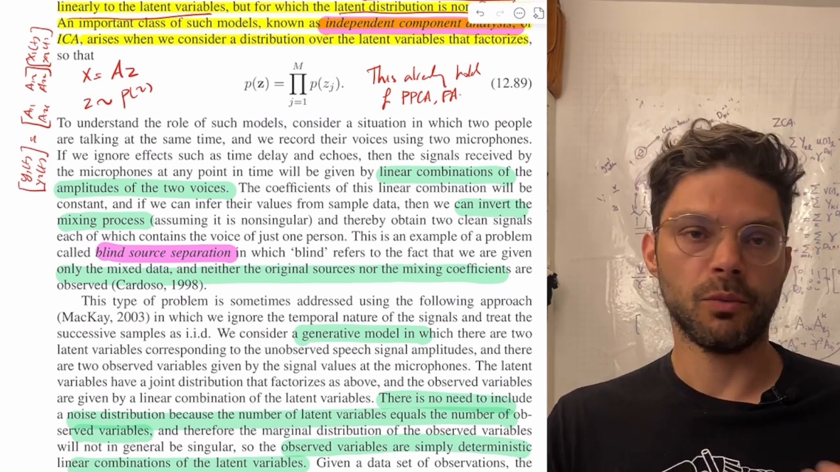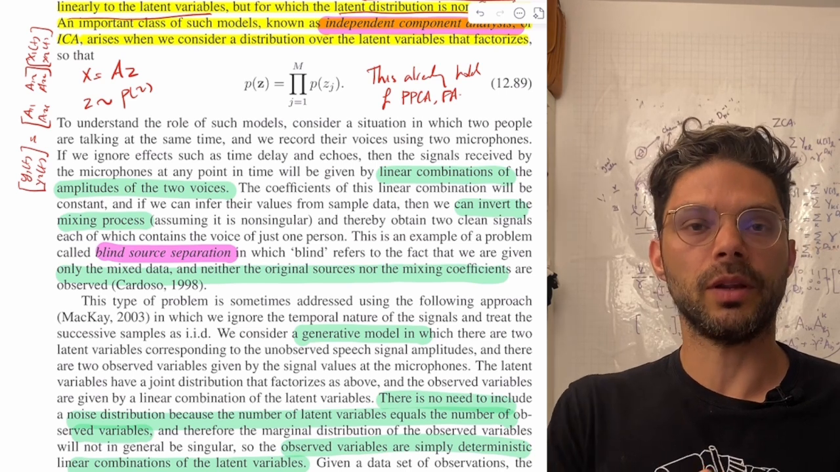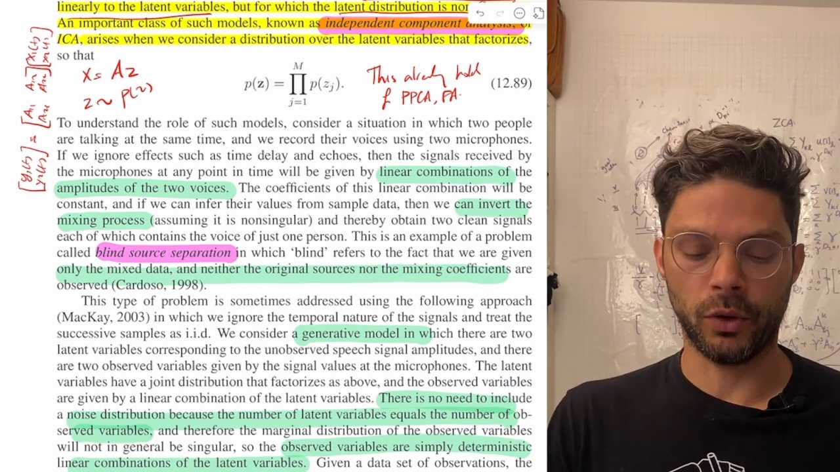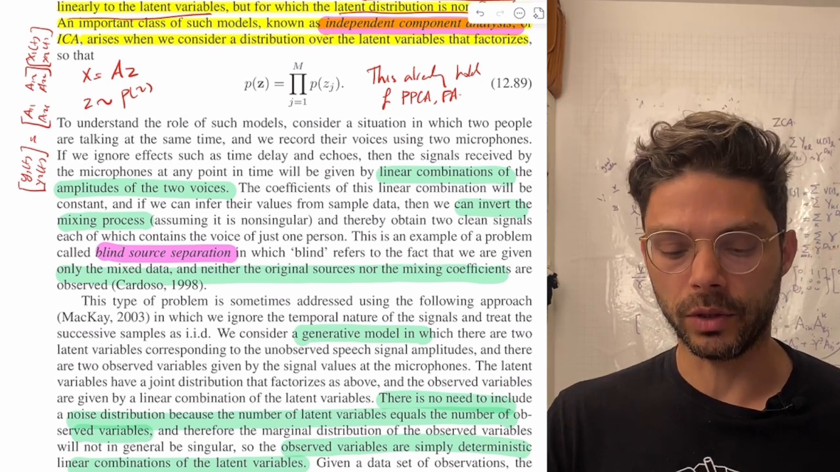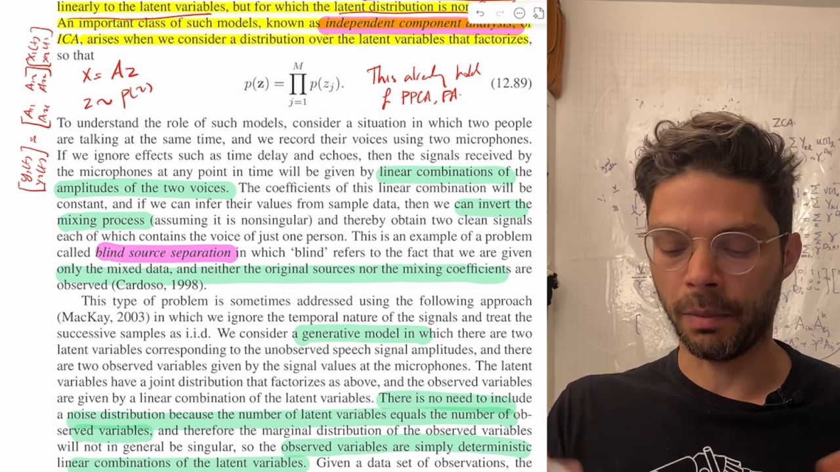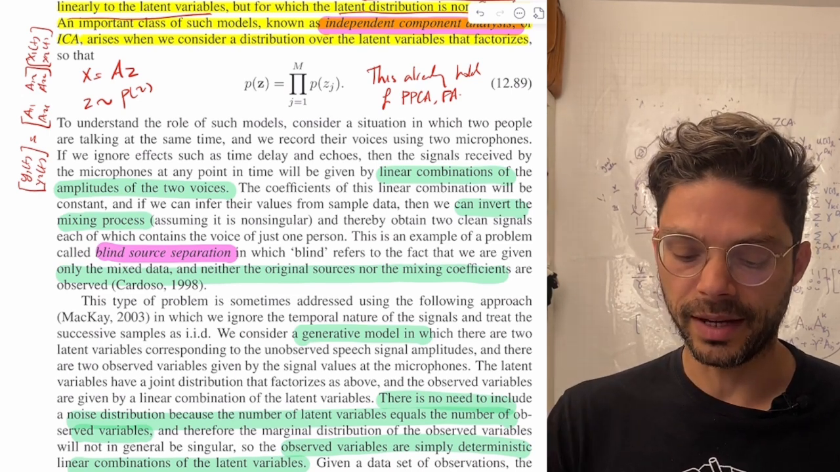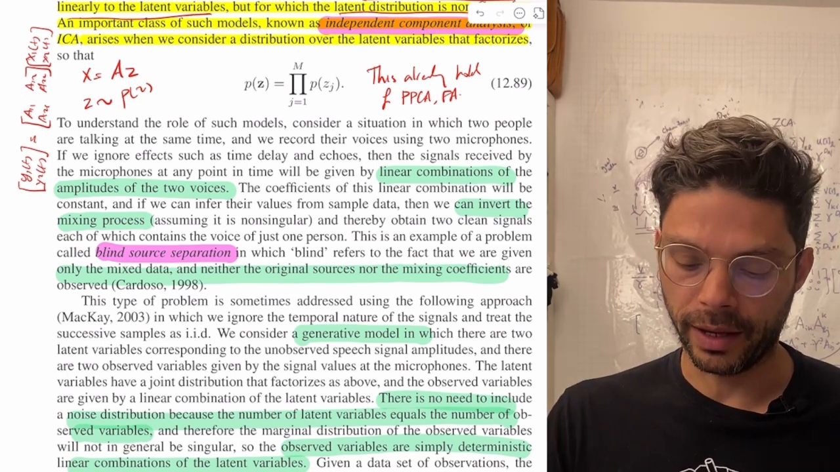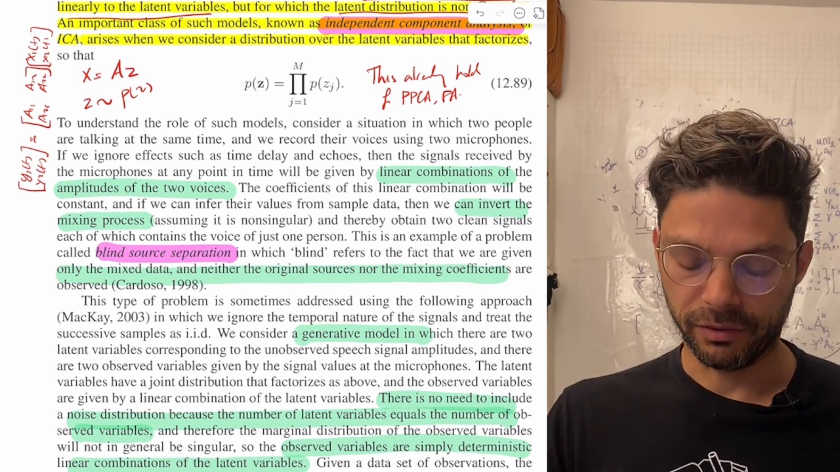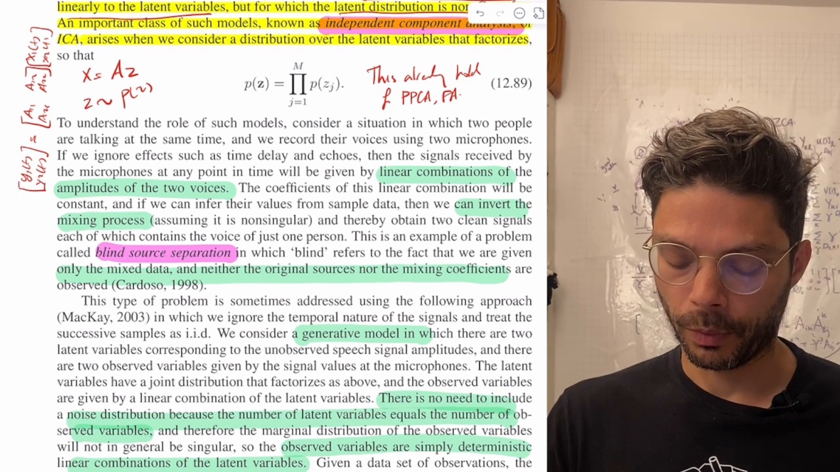But here, because we're not doing a dimensionality reduction, dimensionality is the same. We don't necessarily need to introduce a noise distribution. You can if you want to. Maybe for example the microphones have some noise on top of them. But in the simplest setting, you don't have to do that. Whereas in probabilistic PCA you did have to do it.